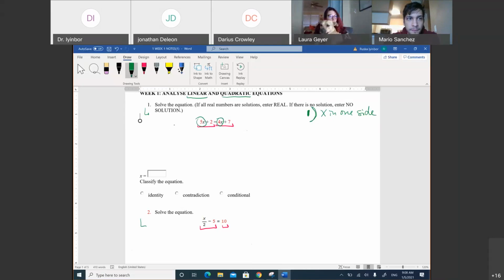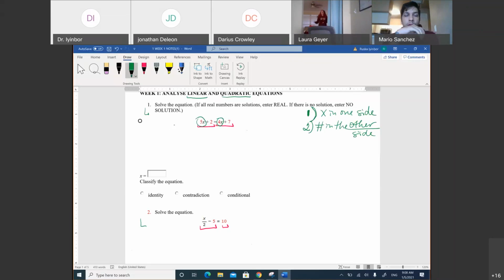The second step is get the numbers in the other side. And it's important in the other side, not in the same side. So if you move the x's to the left side, all the numbers have to be in the right side. They have to be in two opposite sides of the equals.